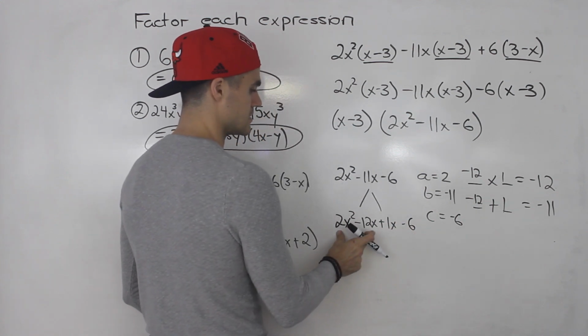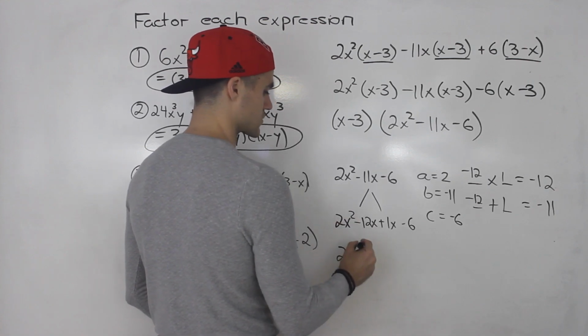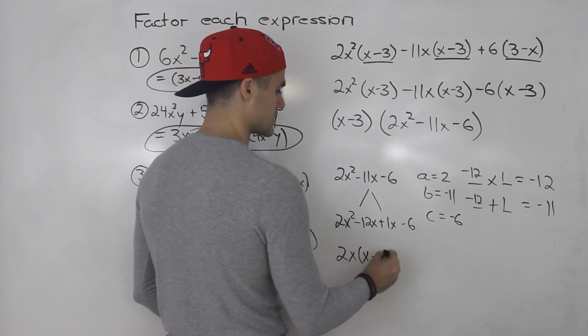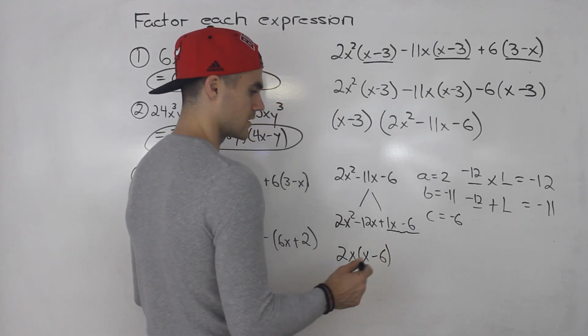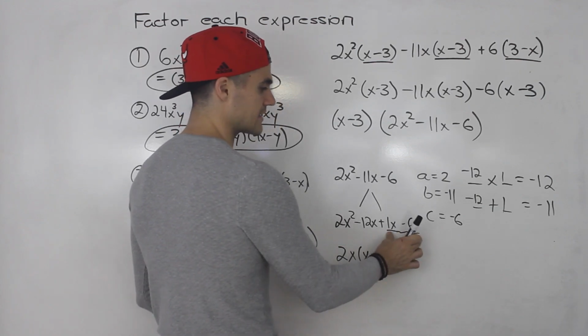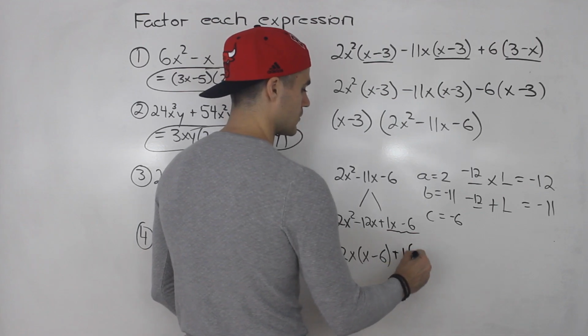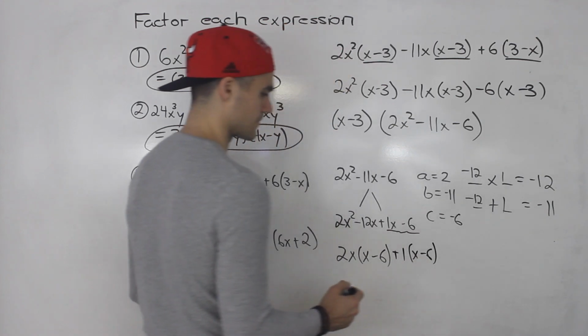What can we take out of these two terms? We could take out a 2x. If we take out a 2x, 2x squared divided by 2x is x. 12x divided by 2x is 6. And then from these two terms here, not much we could take out. If you can't take anything out, you just take out a 1. And we would just be left with that term as is, x minus 6.